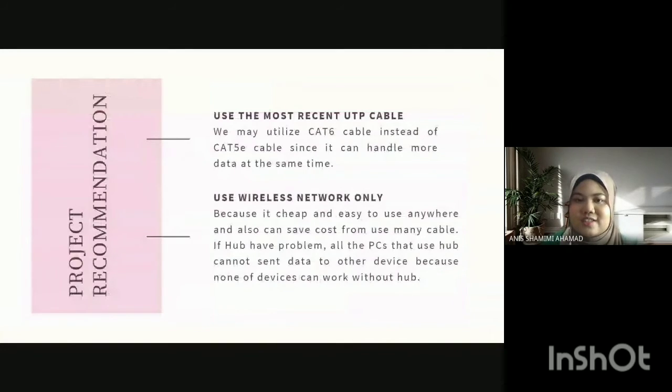For the project recommendation, we recommend you to use the most recent UTP cable. We may utilize CAT6 cable instead of CAT5E cable since it can handle more data at the same time. The second one, use wireless network only because it's cheap and easy to use anywhere and can also save costs from using many cables. For example, if the hub has a problem, all the PCs that use the hub cannot send data to the other devices because none of the devices can work without the hub.